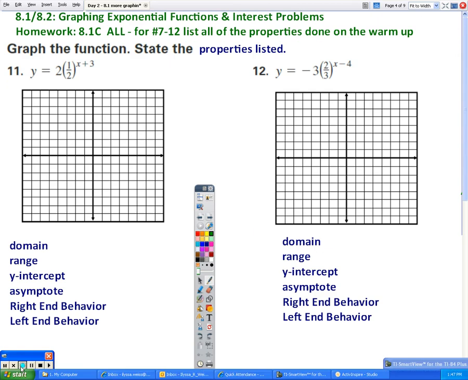Okay, here's 2 more practice problems, so try these and then pause the video, try these, and then you can watch me go through the solutions.